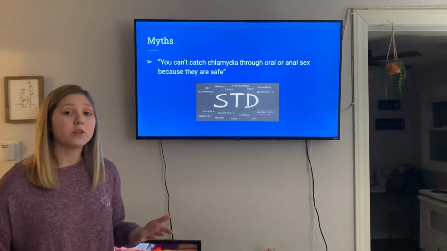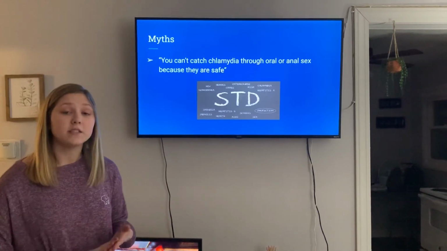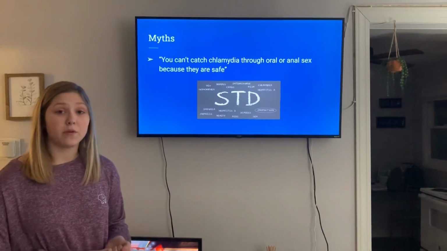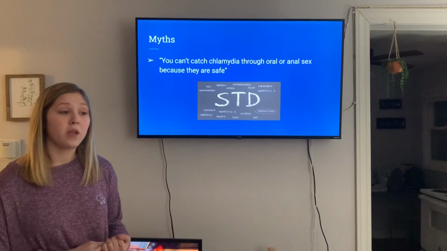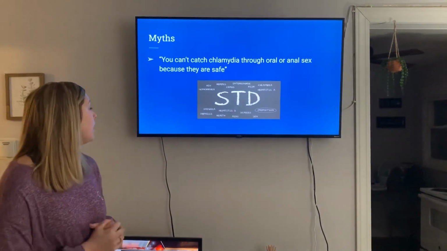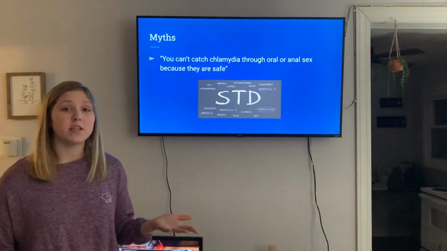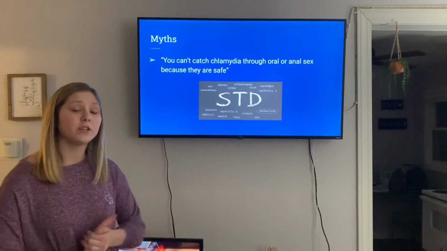That's why it's very important to always use protection and to always get tested and treated as soon as possible. And always make sure you know the background before having sex with an individual. And this is also true with any other STD. That's why it's very important to get tested and treated.